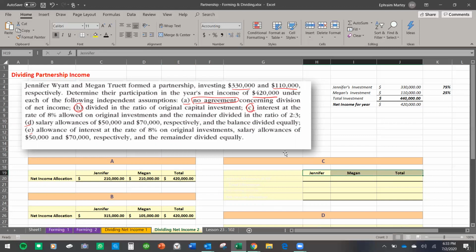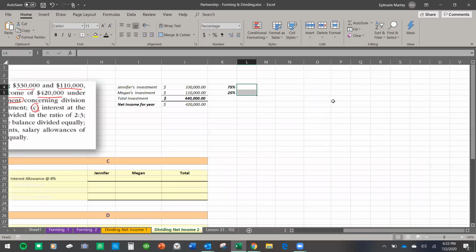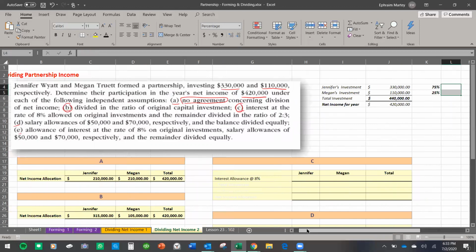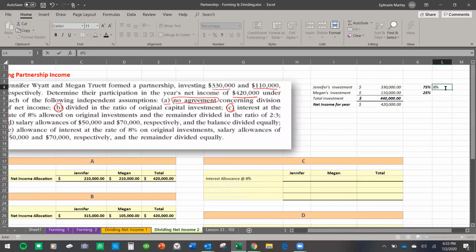So let's begin with the first agreement in C. It says interest at 8% allowed. That means whatever their investment is from the beginning, they are going to get 8% on that. So they are going to get 8% on whatever their investment is. So I'm going to list the 8% here and another 8% here. With the interest, Jennifer is going to receive 8% on that, and Megan is going to receive 8% on that. So that's what we're going to do.